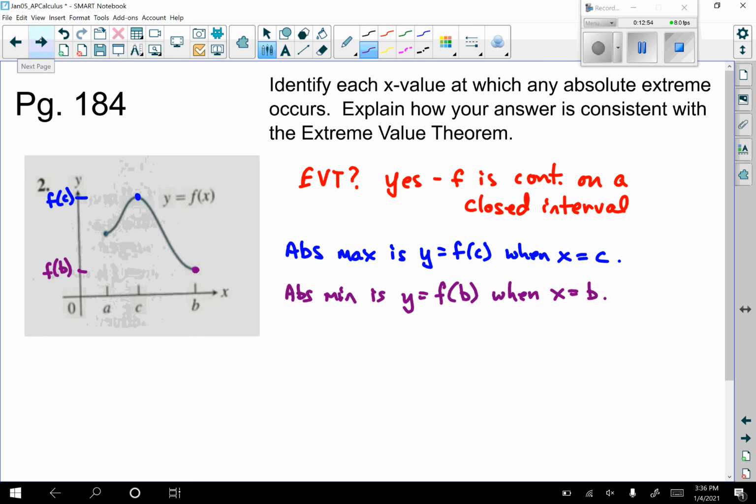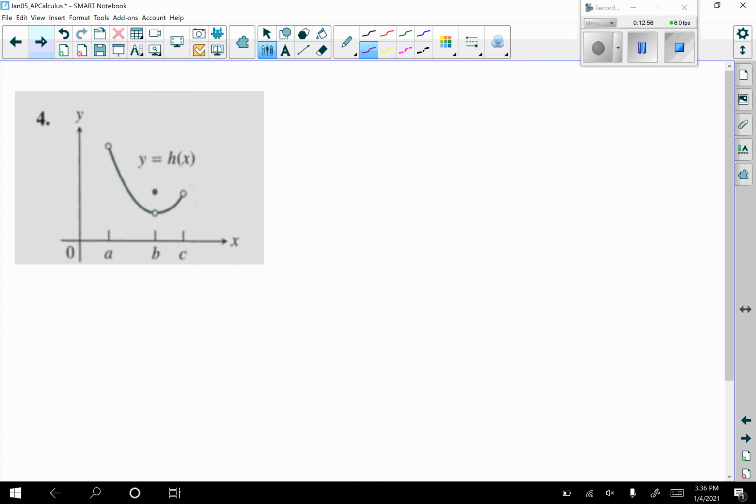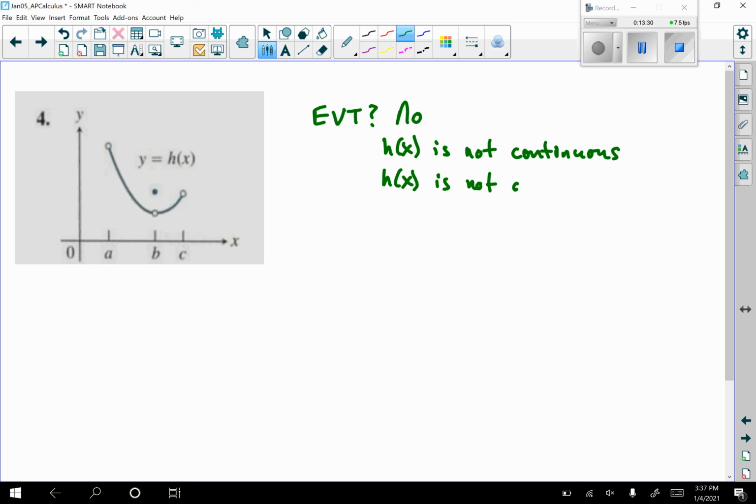Let's take a look at number 4. Again, let's answer our question about the extreme value theorem. Are we on a closed interval? In this case, because we have open endpoints, no. Is this function h of x continuous? Also, no. So we would say no, the conditions for the extreme value theorem are not met. h of x is not continuous. Also, h of x is not on a closed interval.